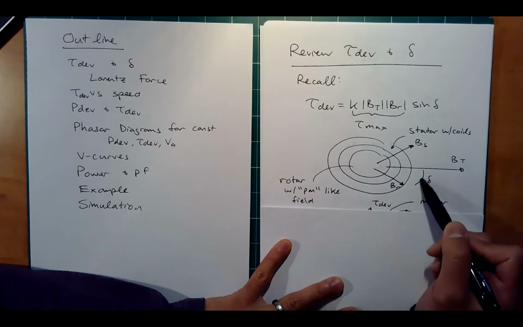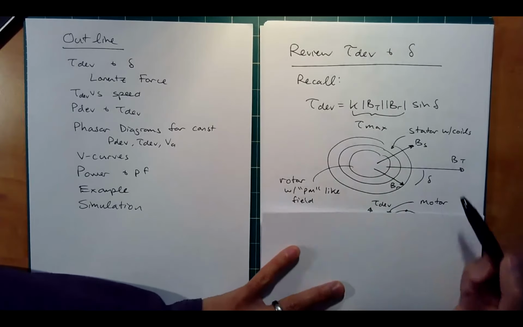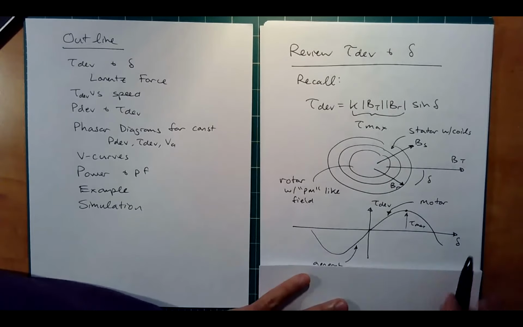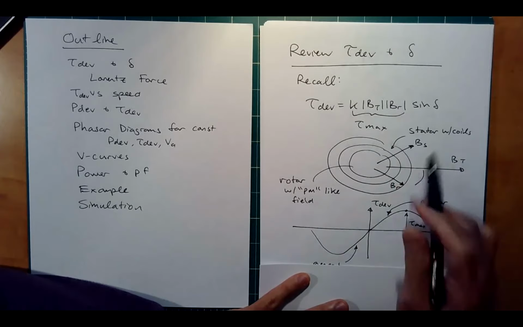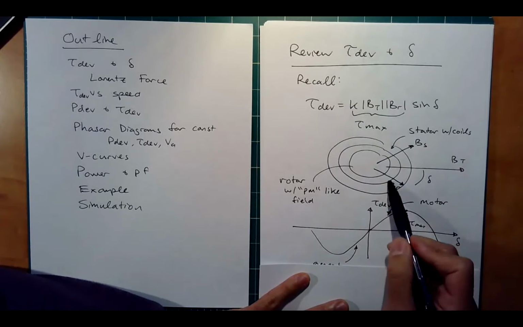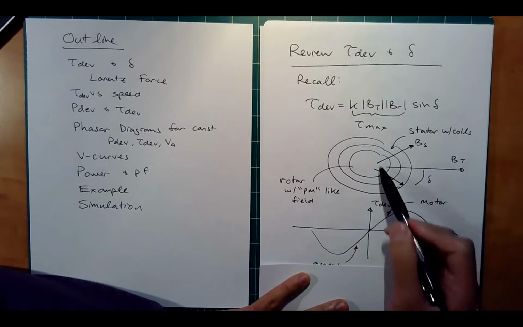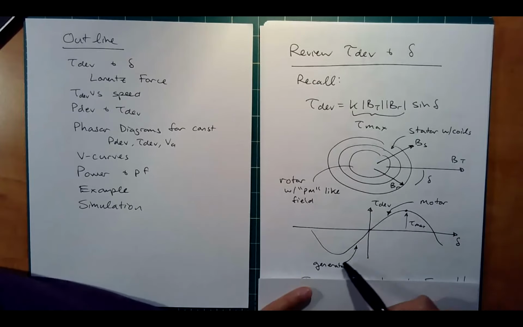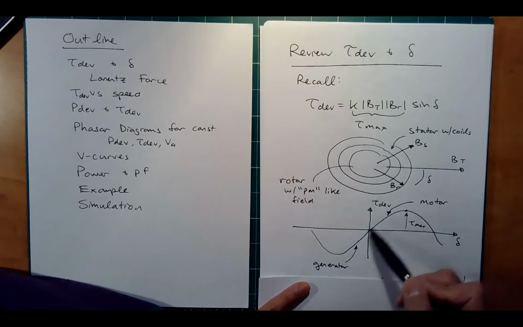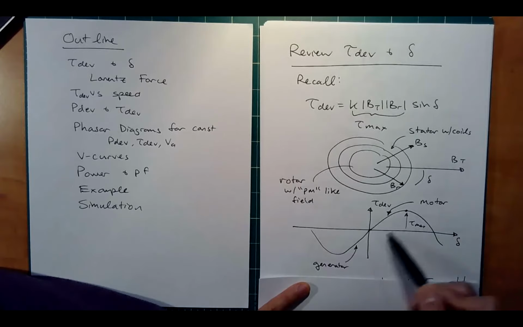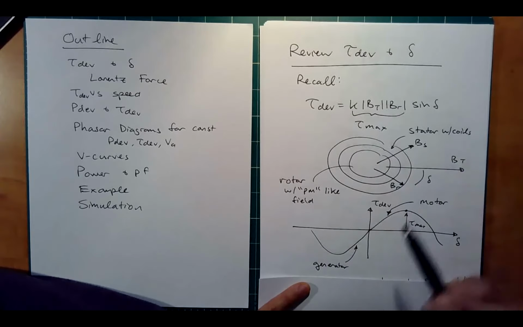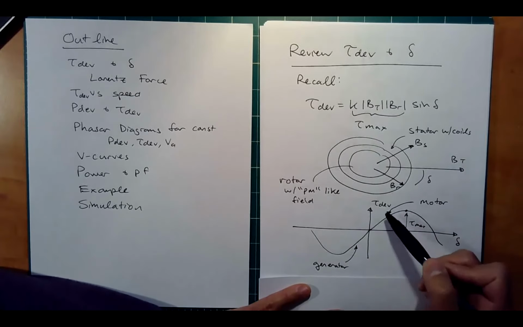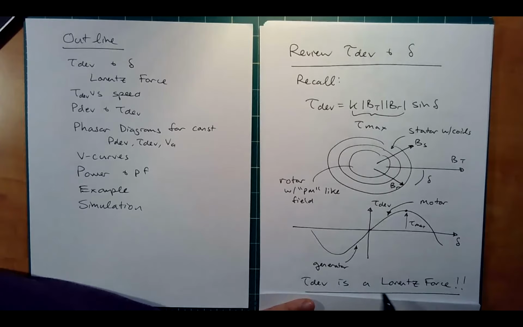So more torque angle, more torque, right? And if we were to plot this sine, we would see that as we adjust this B_R away from B_S, plus or minus, you get either a positive torque or a negative torque, which means you're on the motor side or the generator side, okay? And this is the T max here, all right? Now this force, this torque, is actually the Lorentz force.